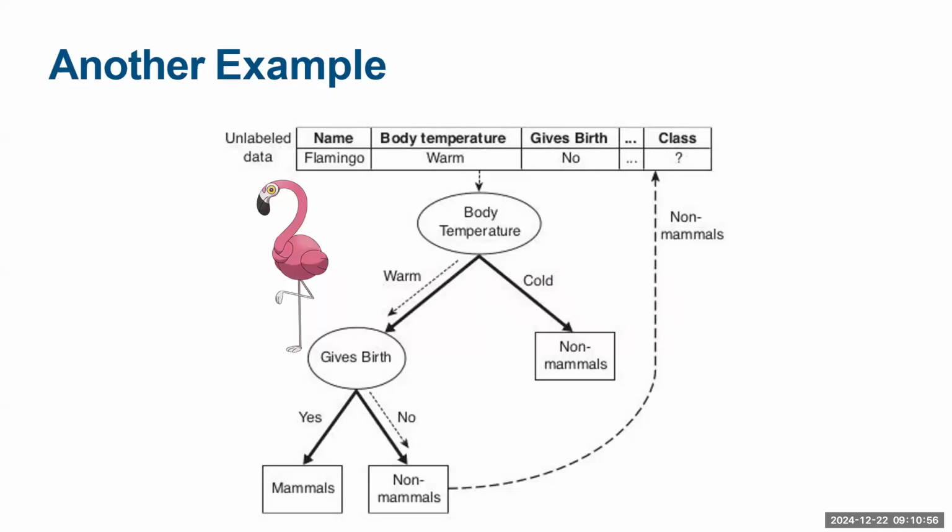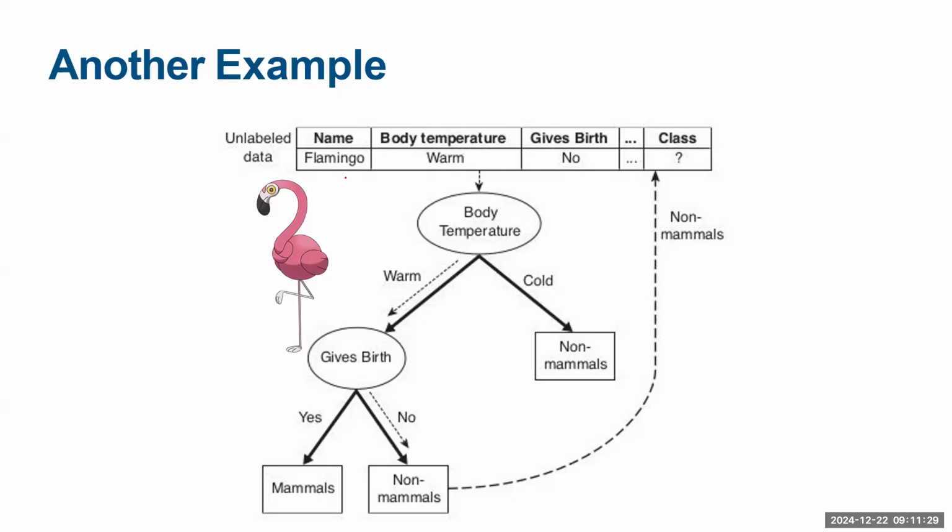So this is another example, right? I have this unlabeled data, like a flamingo, and I want to give it a class. My data has body temperature warm, give birth, and the answer is no. So we have this kind of decision tree, and we can use this decision tree with the data to infer the class.